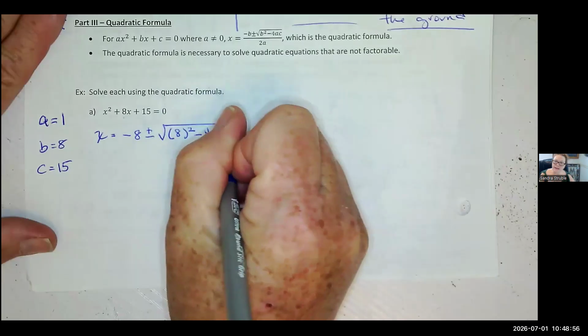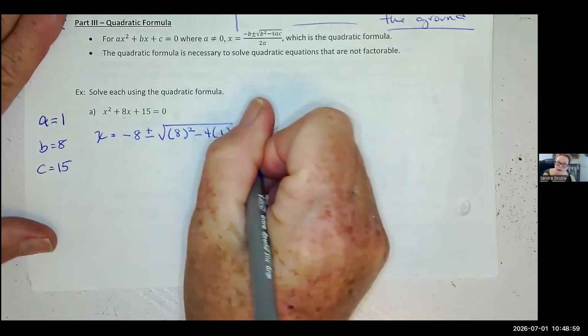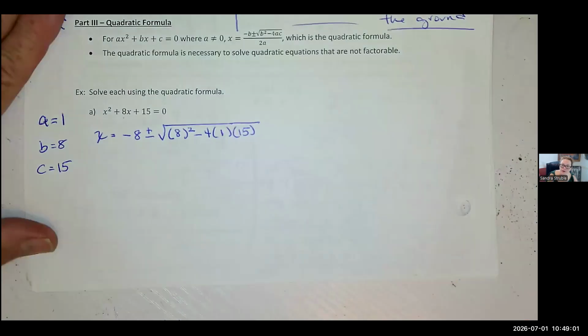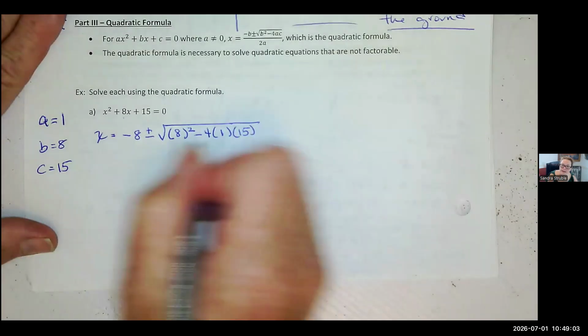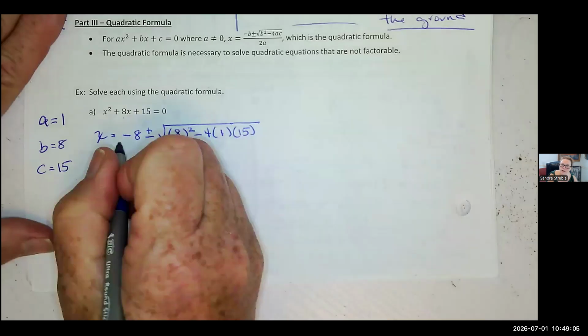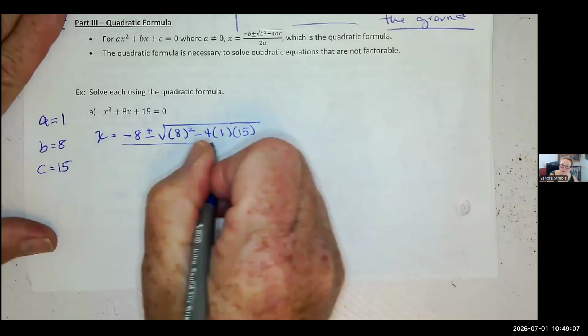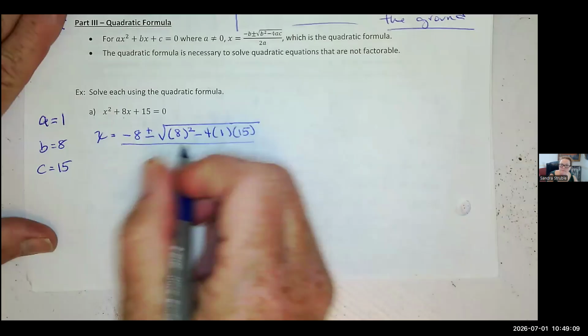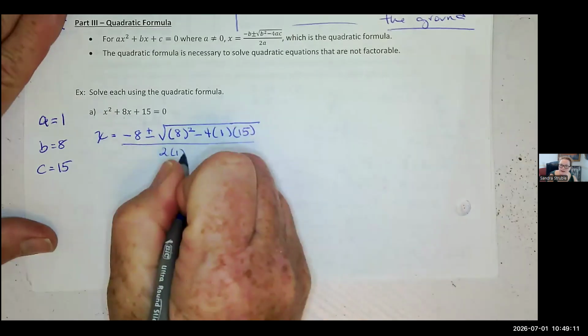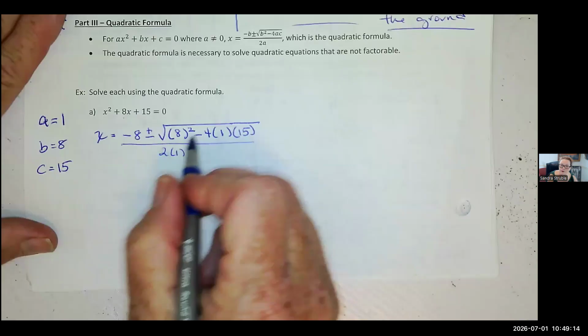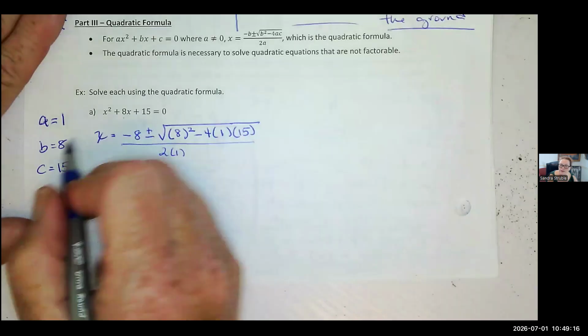And here's another thing that students get wrong a lot. They think it's just over the line is underneath the square root. It is not. It is underneath the entire piece. And then 2 times a. Make sure that you understand the setup. We're just substituting the coefficients for what's in the formula.